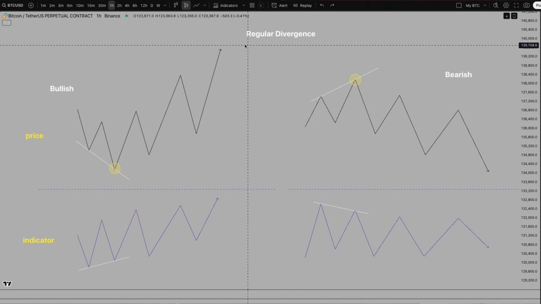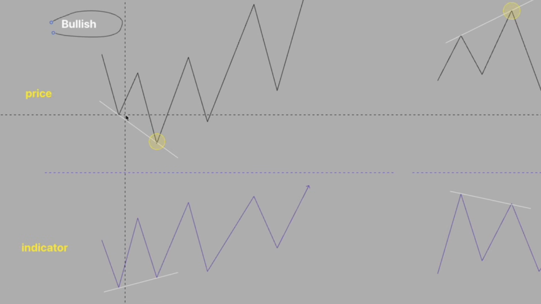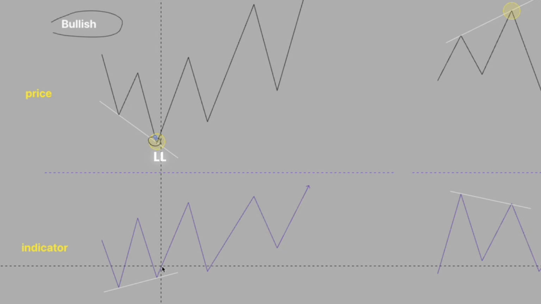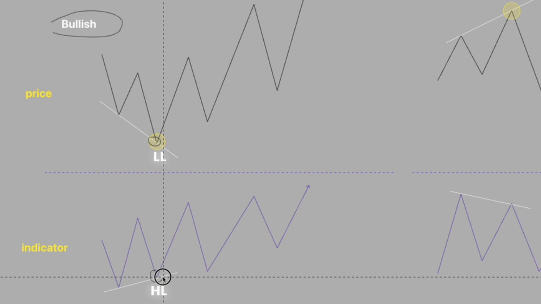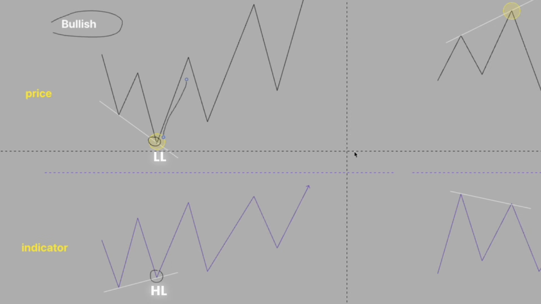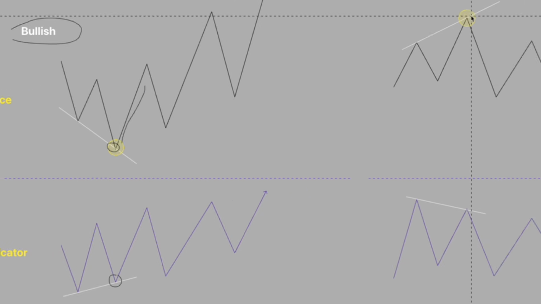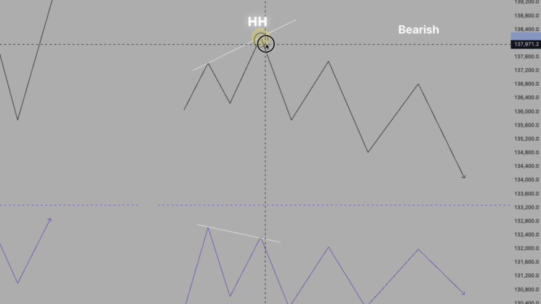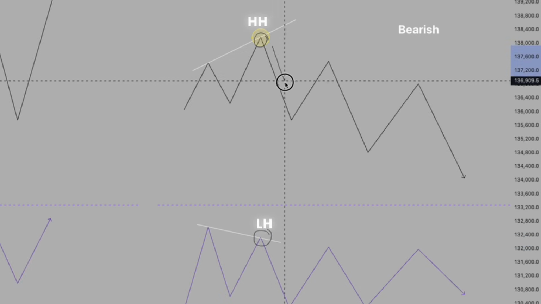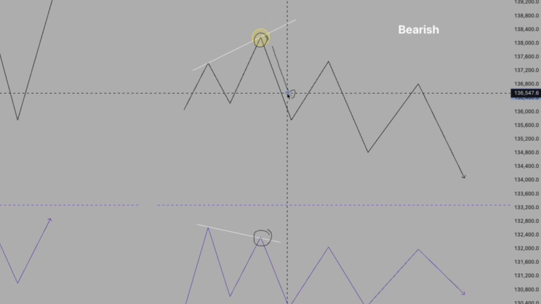So for example, you can see from the chart here, for regular divergence, the bullish case, price made a lower low here and the indicator made a higher low. This is an early indication that price is going to go up. For a bearish case, price made a higher high here and the indicator made a lower high, which is an early indication that price is going to go down, and price is going down.